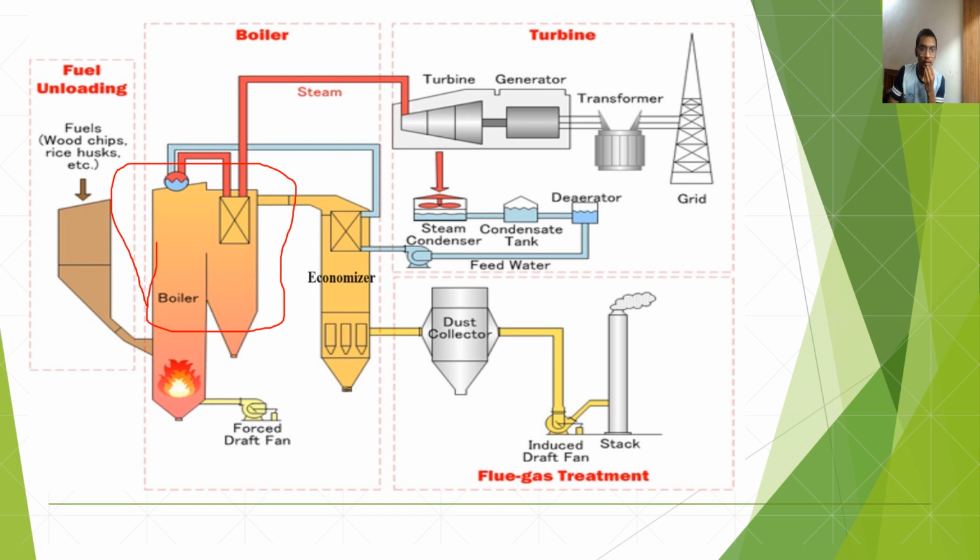Next is the economizer. This is the economizer part, and the economizer is a heat exchange device used in a boiler to preheat the feed water using hot flue gases. High-pressure steam drives the steam turbine, which rotates a generator, and then it produces electricity.